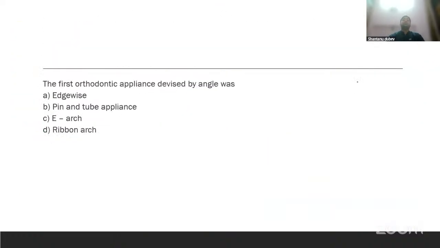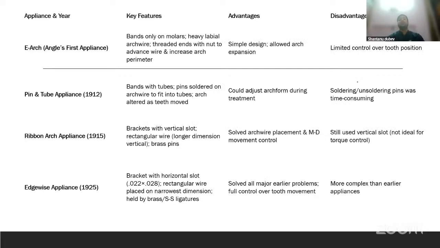So the first orthodontic appliance devised by Angle was, it is a historical question: edgewise, pin and tube, E-arch, ribbon arch. I made this slide so that you remember what he was doing. E-arch was the first appliance. Then he developed pin and tube. Then he developed ribbon arch. And finally, while developing the edgewise appliance, sadly, he passed away.